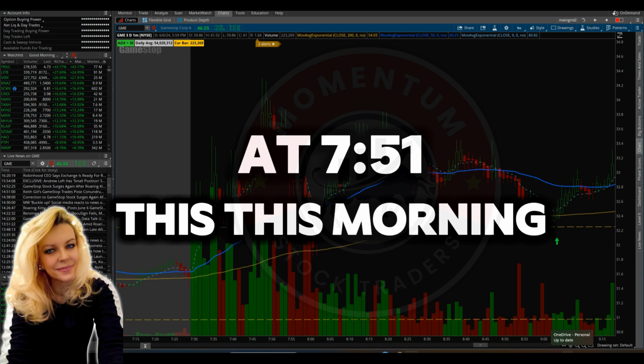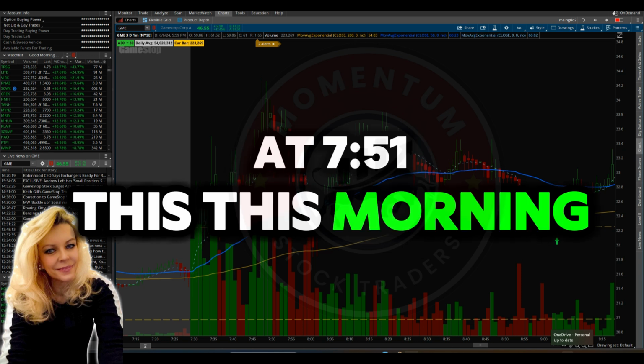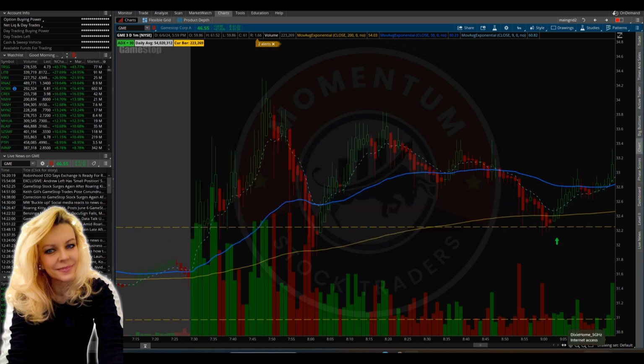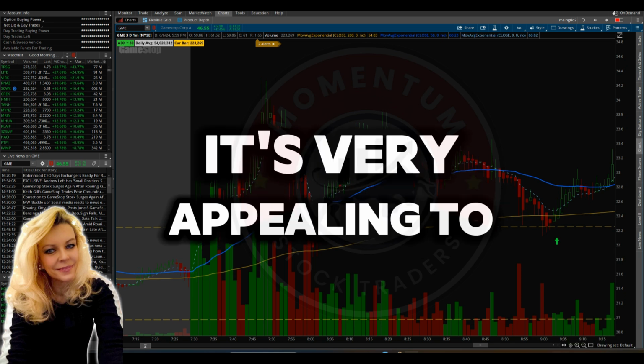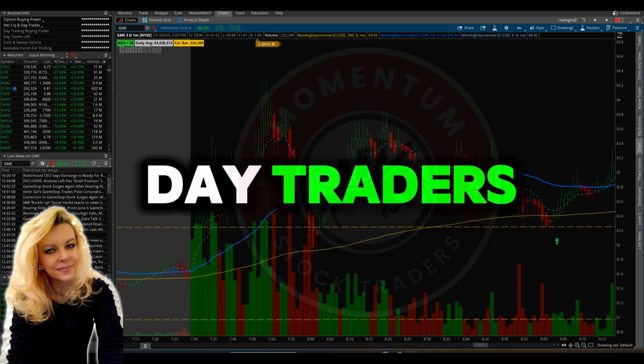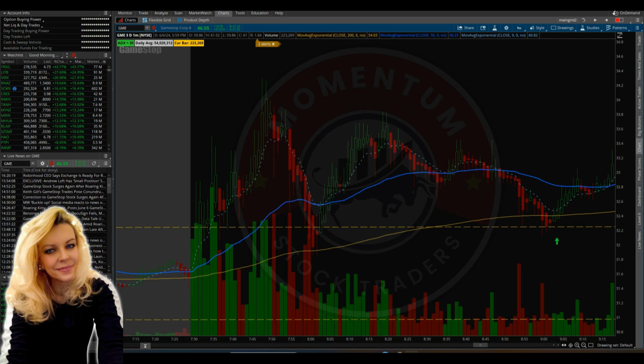So at 7:51 this morning, the scanner just kept calling this one out to us. It made this little move from the $30 range on up to $34. So, that's not a big percentage gain, but in terms of dollars per share, it's very appealing to day traders. So we looked for a dip buy after it made this $4 per share move.